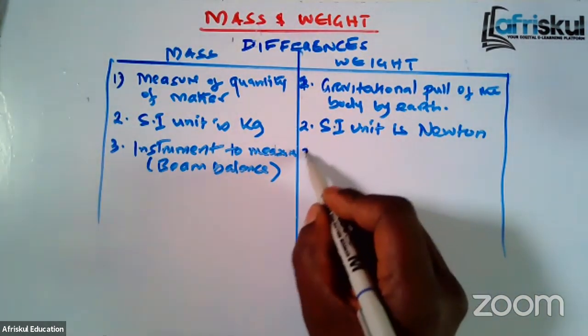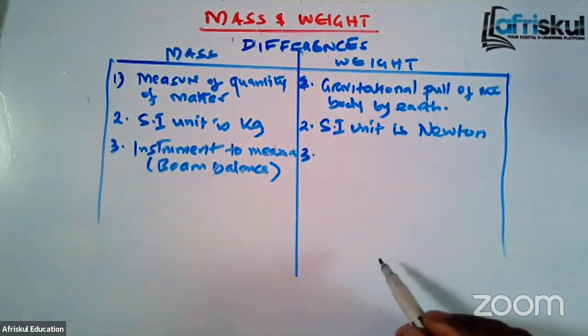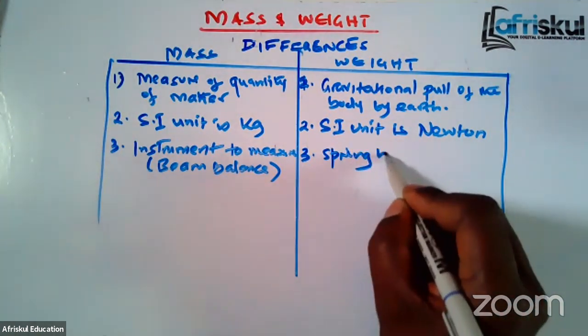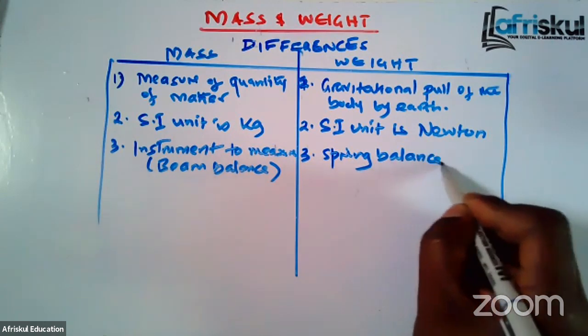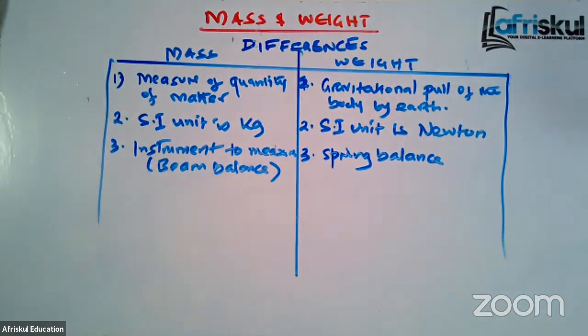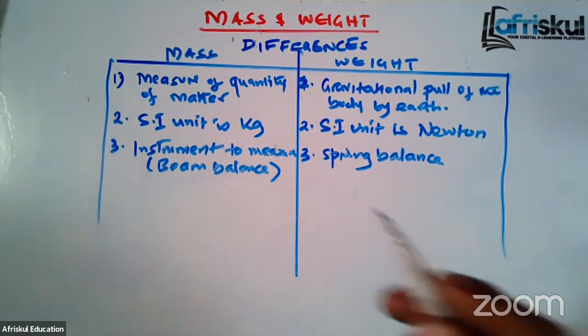But for weight, we do not use a beam balance. We use what we call a spring balance. Usually it has a spring, so somebody just suspends it in air, and then you see how much the solid or the body has pulled the spring balance. In markets, sometimes you want to buy a cabbage, sometimes they use a spring balance to help you or to sell you the cabbage.